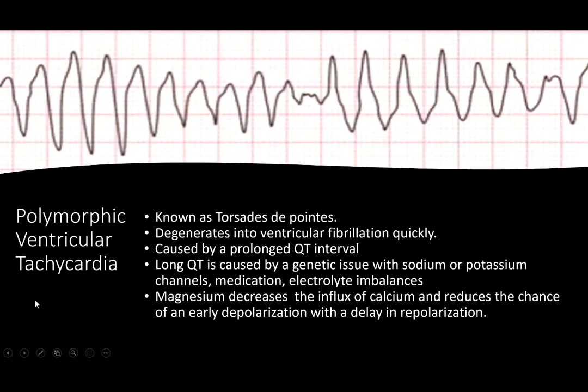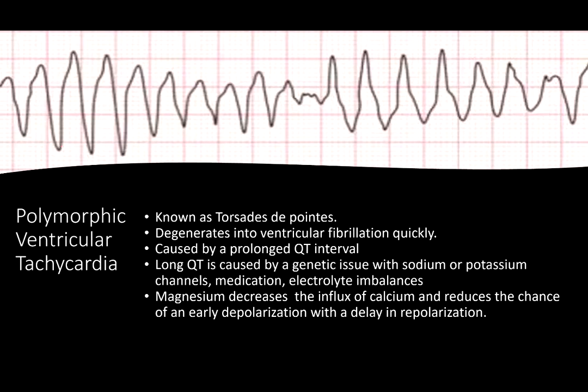Next rhythm we'll talk about is polymorphic ventricular tachycardia. And this is also called torsades de pointes. So you can use either name for that. We commonly refer to it as torsades in class. But torsades has a very unique look to it.